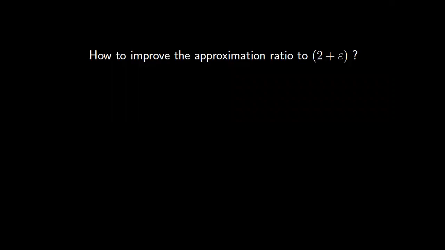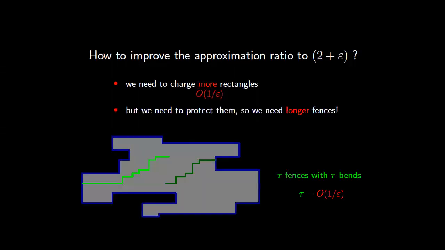So what are the ideas to improve to 2+ε? Basically, if we want to improve the approximation ratio, when we intersect someone, we want to charge more rectangles. In particular, here we want to charge 1/epsilon rectangles. So for each rectangle that is intersected, we will charge 1/epsilon rectangles that will be protected and never be intersected. So if we want them to never be intersected, we also need to use longer fences, with length 1/epsilon.